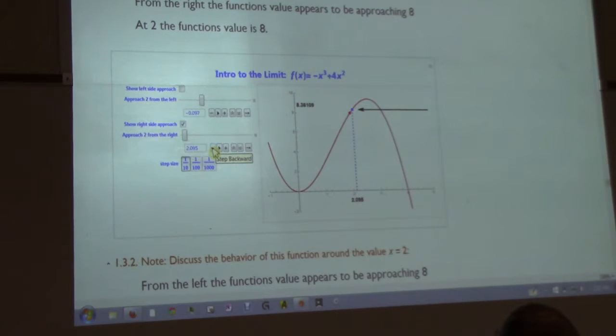This time, though, I'm above it. So when I came in from the left, I was always a little bit below 8, and I was never actually going to get there. From the right side, it looks like in this function, I'm always going to be a little bit above 8. And again, it doesn't look like I'm actually ever going to get there, does it? Not if I'm not allowed to actually be 2. Get the idea? A little bit?